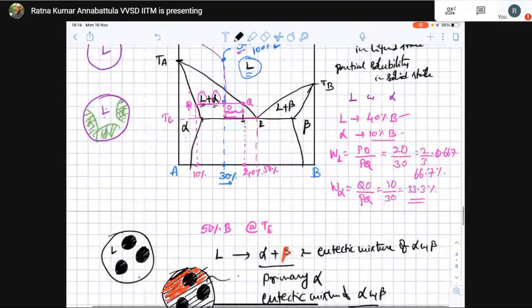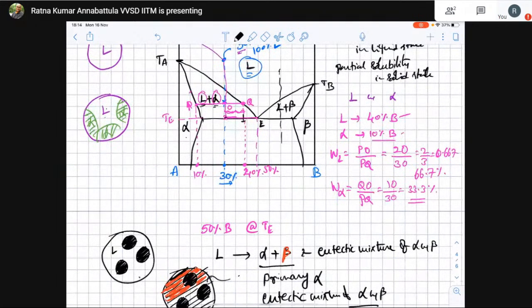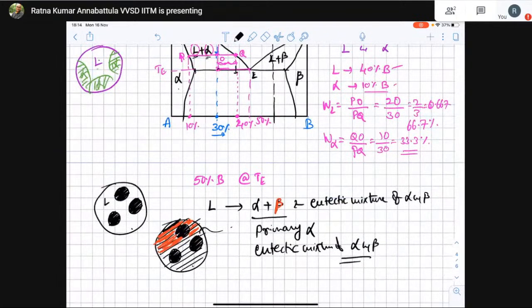But if the same thing is done here, if this composition is cooled down, you will have pro-eutectic beta and a eutectic mixture of alpha and beta. So in this region you will have some eutectic mixture of alpha and beta, but alpha and beta can appear in different fashions depending upon what composition you are looking at. If you are looking at this composition, you will not have any pro-eutectic phase because all the liquid is transforming to alpha plus beta. So you will only have the eutectic mixture of alpha and beta.